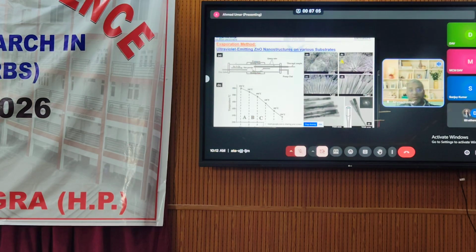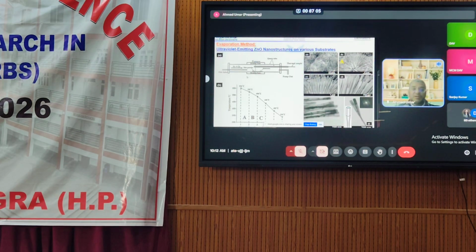What is happening during the reaction? At the same time we are introducing nitrogen and oxygen gases inside this furnace. Why nitrogen and oxygen gases? Because we want to create an inert atmosphere inside the furnace, and also we need to provide oxygen so that the zinc powder, when it reacts with the oxygen, can convert to zinc oxide.